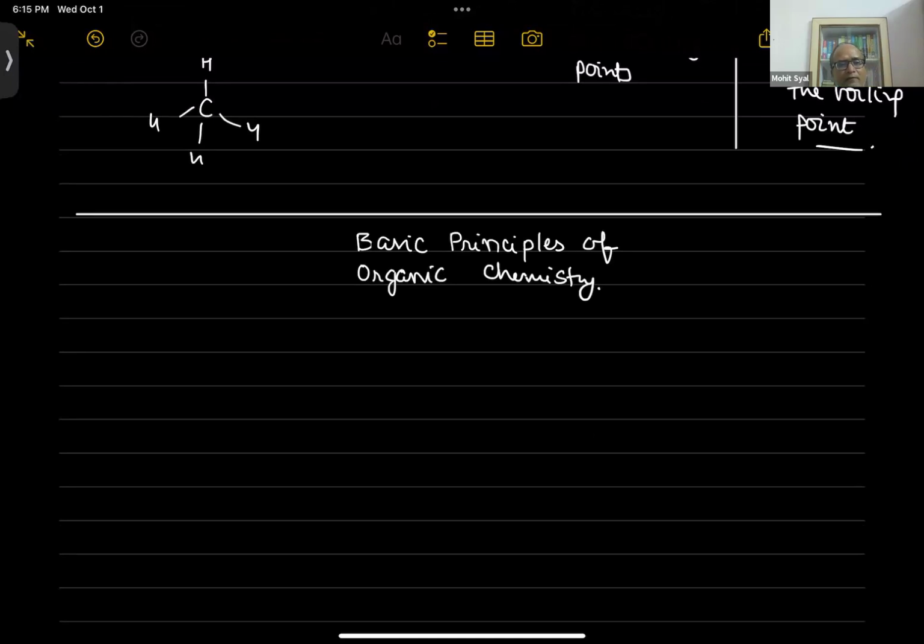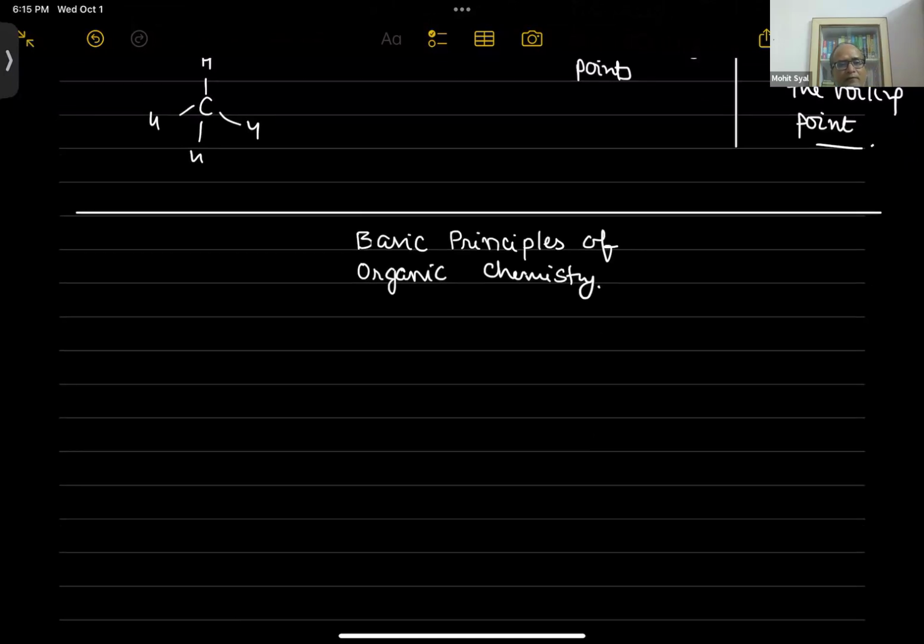You are quite familiar from your class 10th also. Getting my point or not? Yeah. Carbon compounds, right? Yeah, and they are the compounds of carbon. Clear? Yeah.